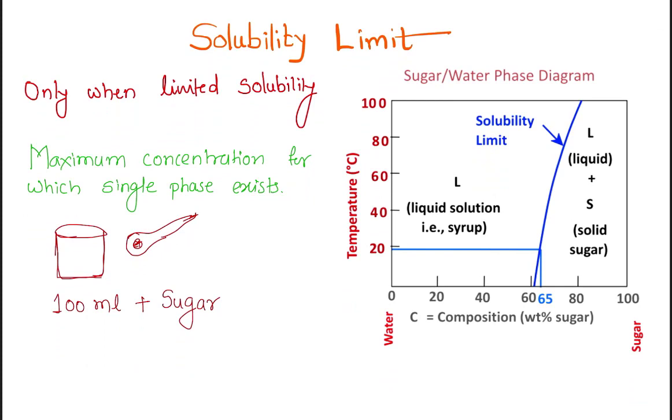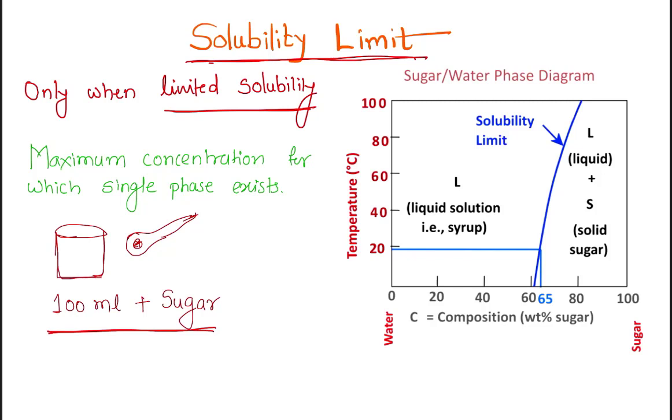Now if I take 100 ml water and add sugar into that solution, there is a limit for addition of sugar. For example, if I keep on increasing the addition of sugar, for example 1 gram, 2 gram, 3 gram and so on, there will be a limit. After that, sugar will not be soluble in the water. It will get supersaturated and it will settle down to the bottom. At that point, we can call it the solubility limit.